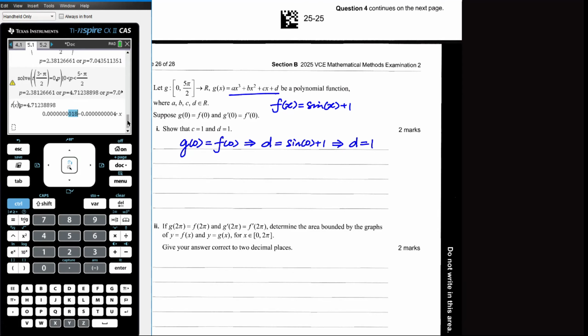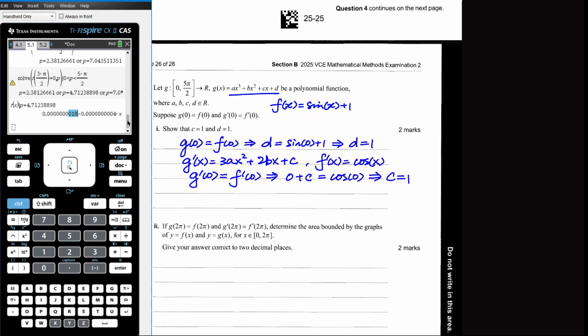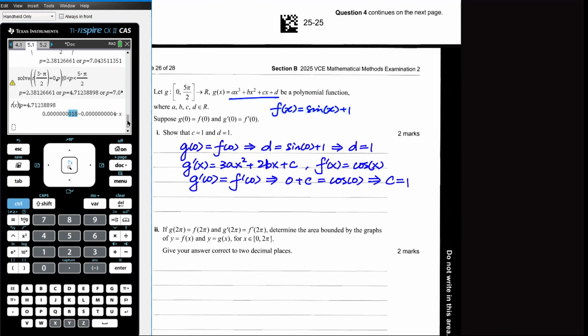And the g dash of x here, that's 3x squared plus 2bx plus c. And f dash of x, from my previous working, was cosine x. So g dash 0 equals f dash of 0. That leads to, let's say, 0 plus c equals cosine of 0. So c equals 1. Basically, there are 2 marks for show that.